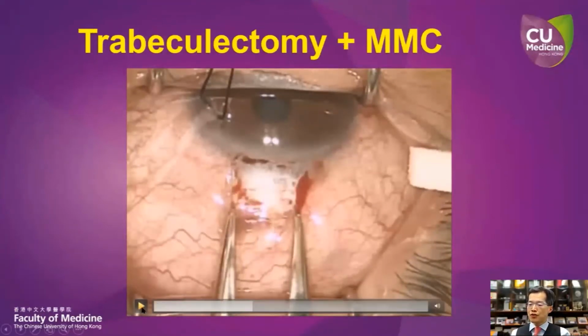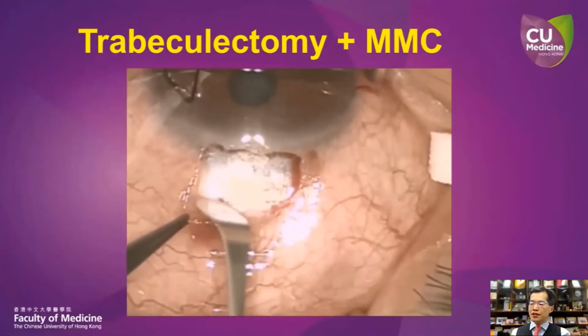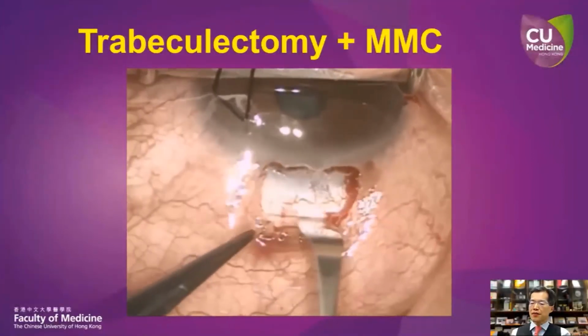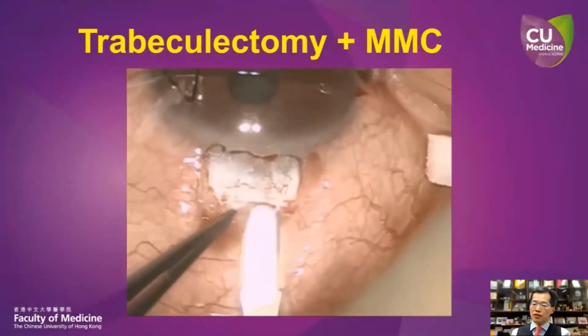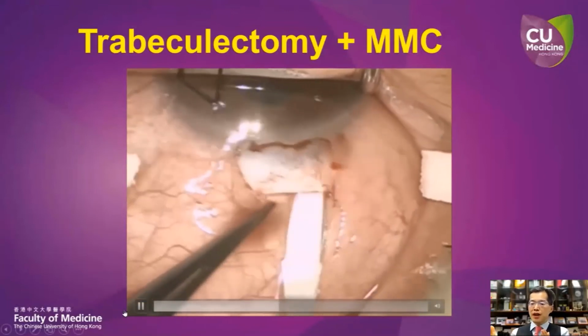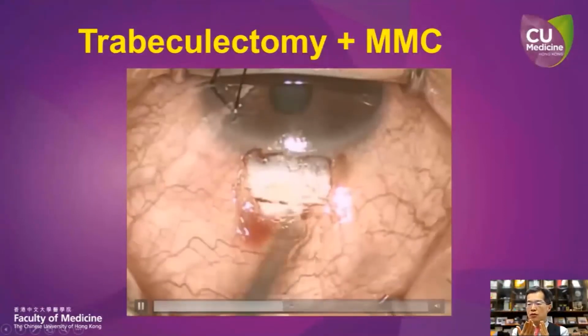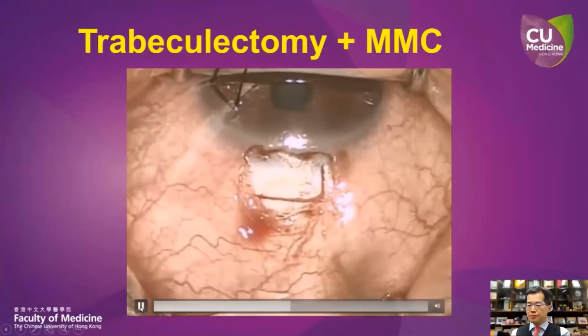So this here, I'm measuring 4 millimeters. And then I use a crescent knife to make the initial cut. The initial cut should be roughly about 3/4 depth of the scleral flap. And then I use the crescent knife to create a scleral tunnel. The scleral tunnel is then at about half scleral thickness.